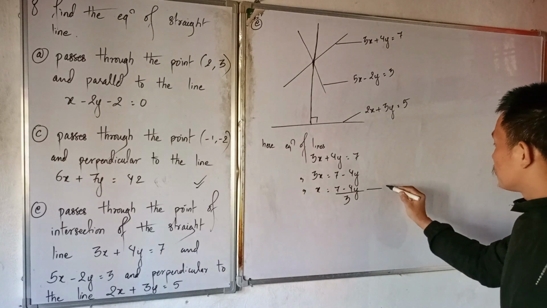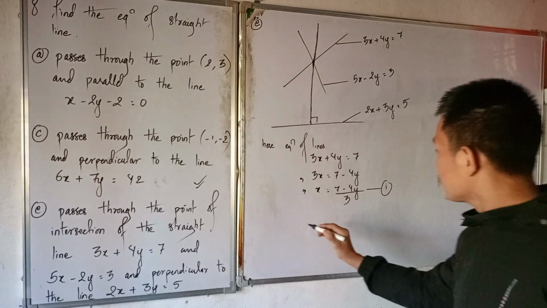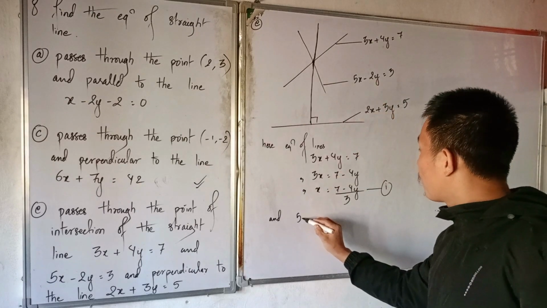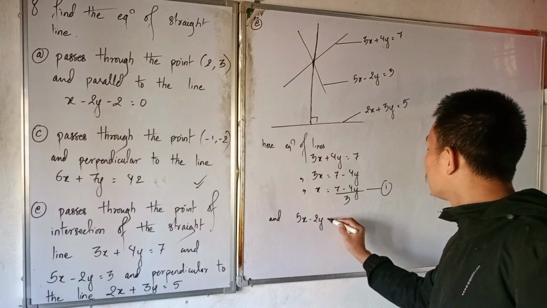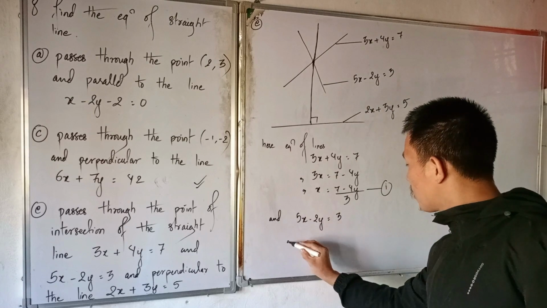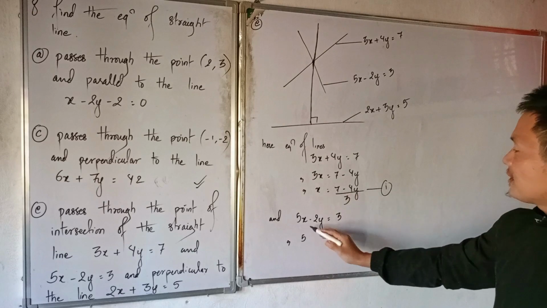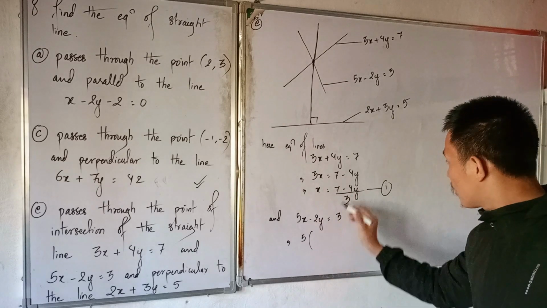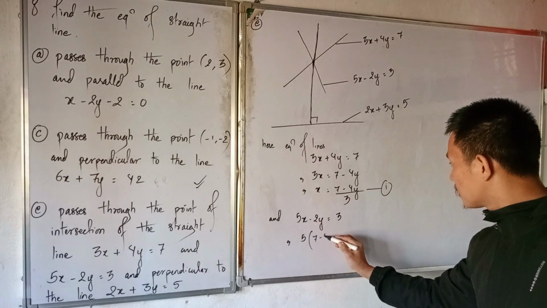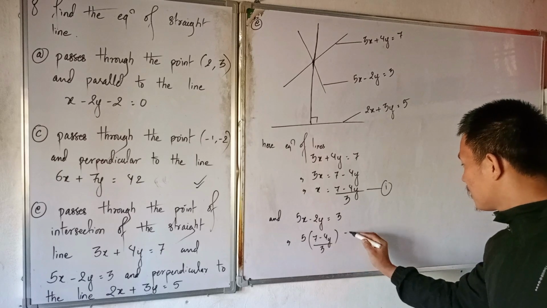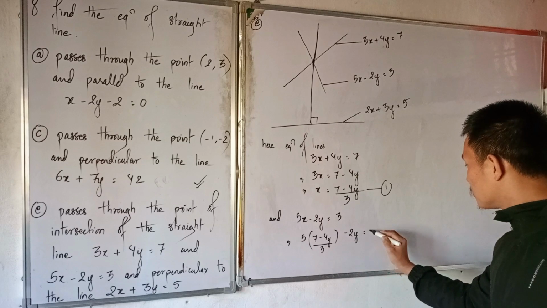Suppose this equation is I, and another line we have is 5x minus 2y equals 5. Now I want to replace this x by 7 minus 4y. This is called the substitution method. So (7 minus 4y) divided by 3, minus 2y, equals 3.